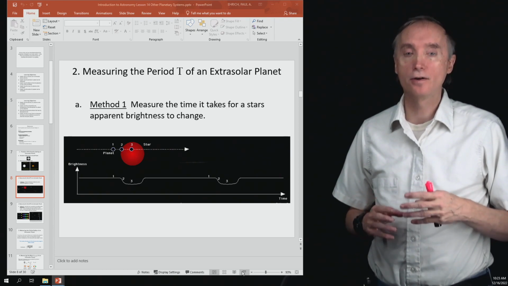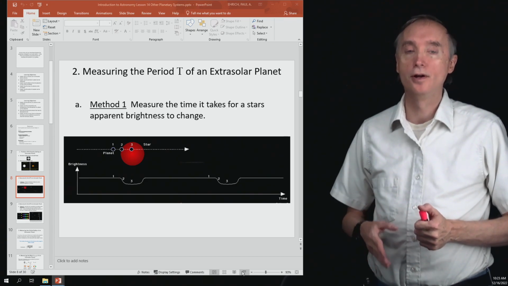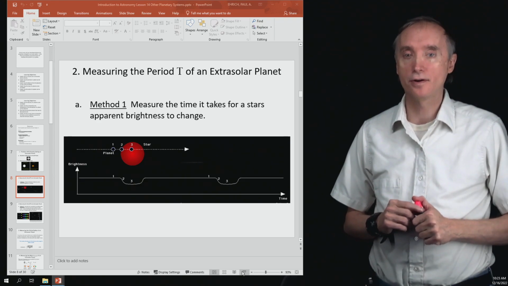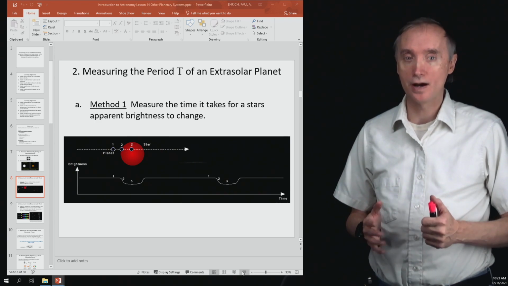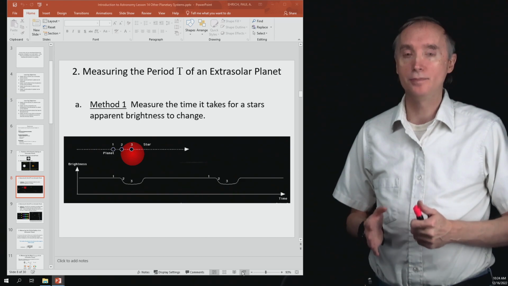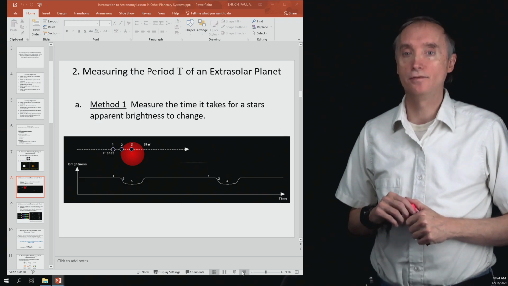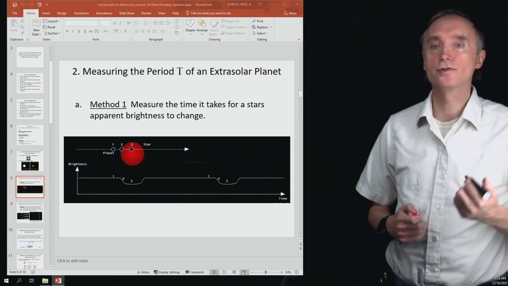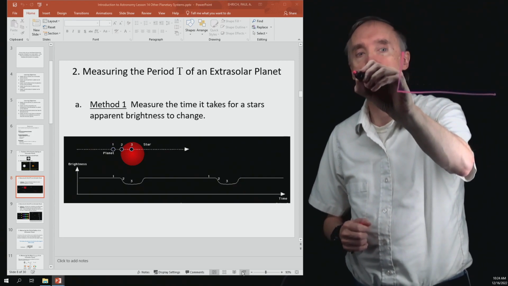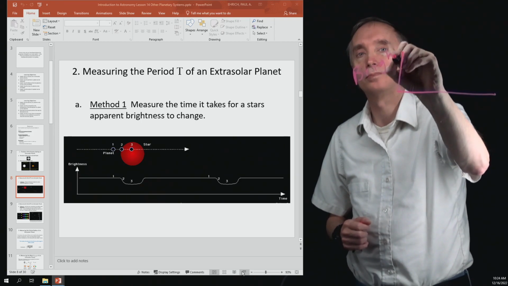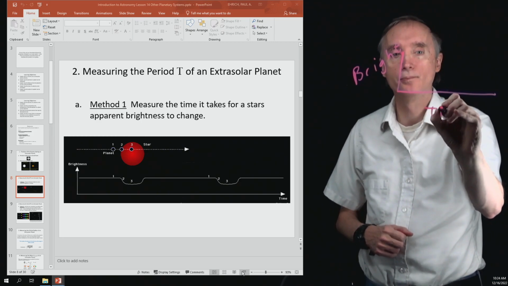We're going to attach our photometer, the device that measures the brightness of objects, to our telescope. We're going to train it on a particular star, and then watch that star over the course of many, many nights, possibly many, many years. So it's going to take a long time to gather this information. Then we're going to make a graph of the brightness of that star versus time.